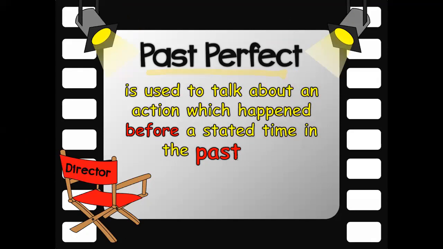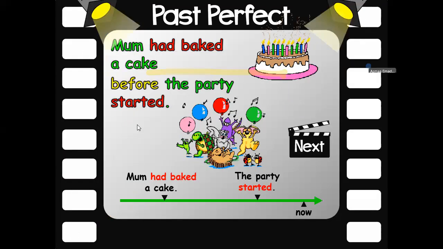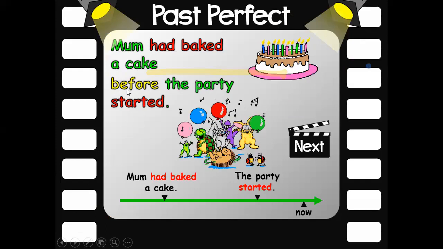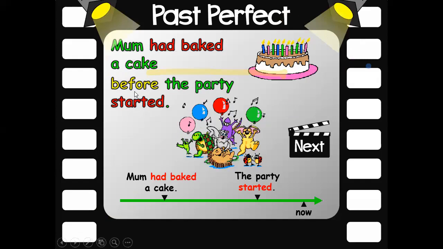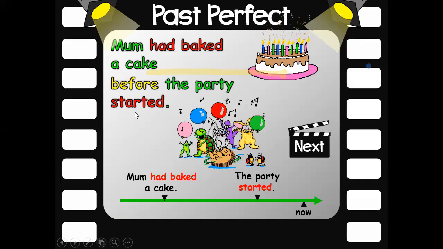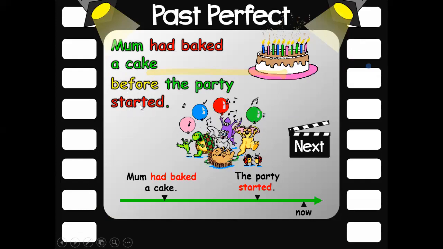Let's move here again. We have here before. Can you see before? Is it in the middle or at the beginning? In the middle. Before is always followed by action number 2, which means it is followed by past simple. If you started writing, stop. The one who's writing on the screen, please stop.